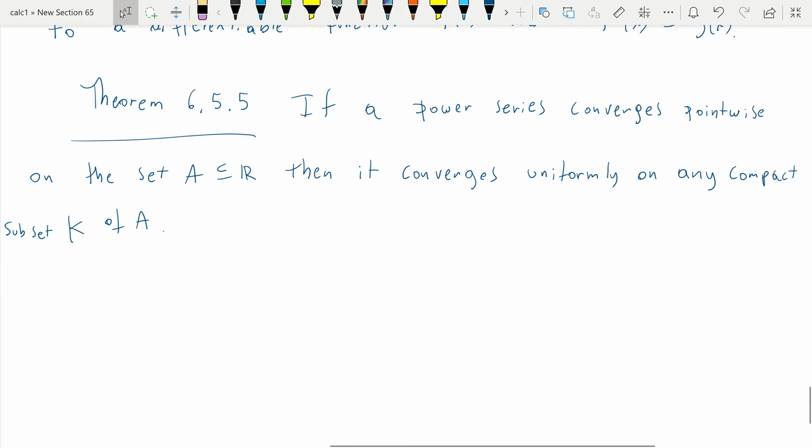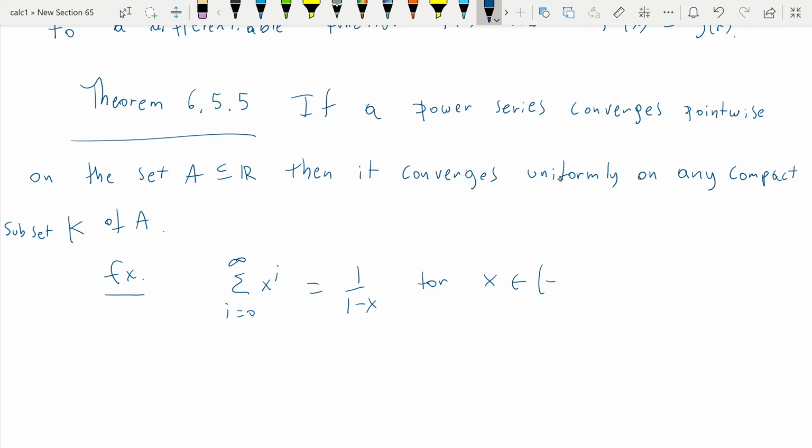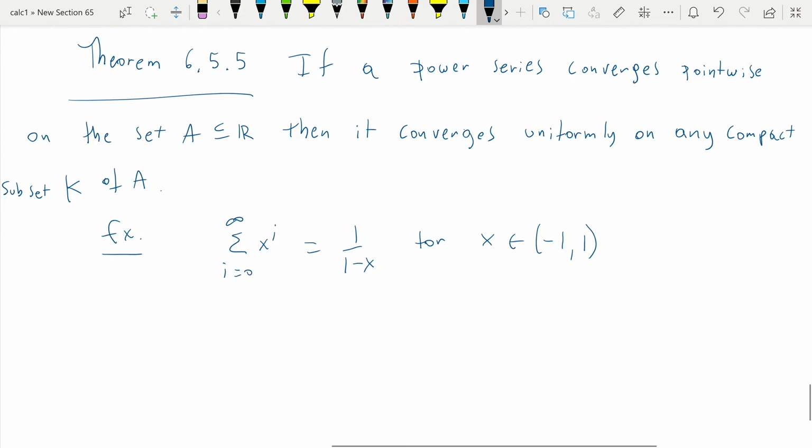So what is the example here we have in mind? For example, the geometric series, the sum of x to the i from i equals 0 to infinity. This converges to 1 over 1 minus x for x in (-1, 1). Well, this convergence here is pointwise.